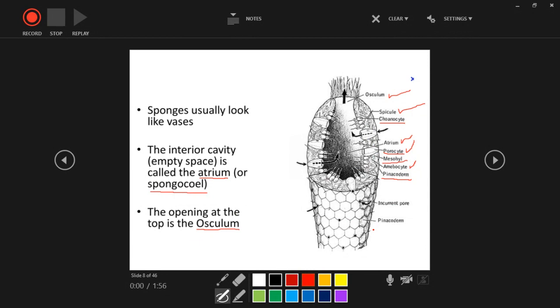Pinacoderm is the outer layer, the cells on the outside of the sponge, and inside it's lined by choanocytes. There is no mesoderm. There's a mesohyl, which is a gel-like matrix that allows other cells, such as amoebocytes, to travel to take food to other cells. Amoebocytes are totipotent, so they can become any other cells. They can become sclerocytes, which make spicules. All right, so I have covered this.